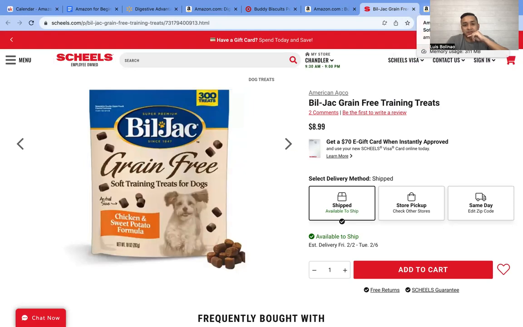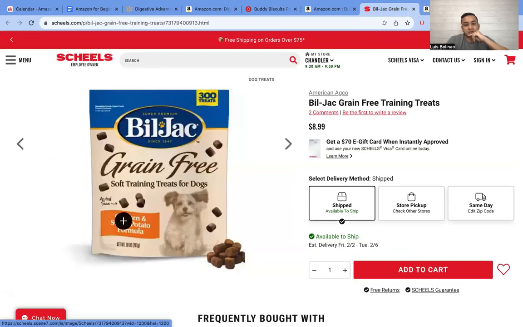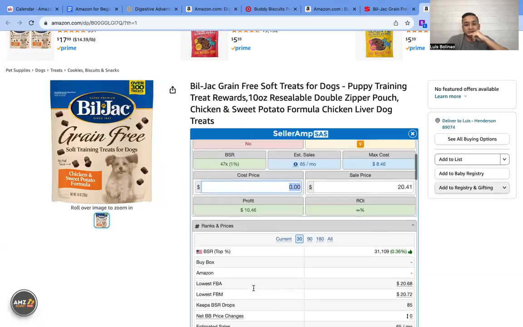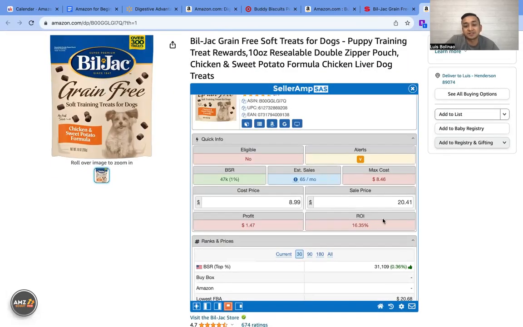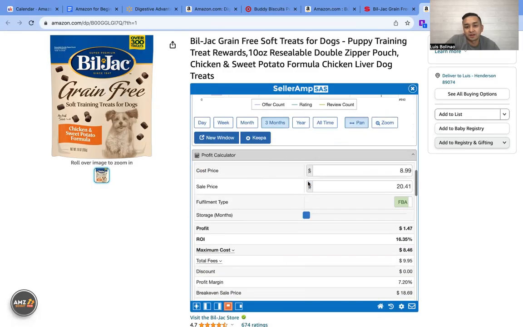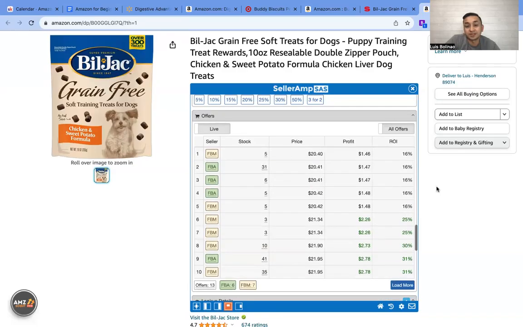This one is $8.99, 300 treats, chicken and sweet potato formula. It's the same, so $8.99 is the cost. This one's giving you a 16% ROI. I would say decent. It's below our minimum, but it's still pretty decent. It's selling 65 times a month with this many sellers.